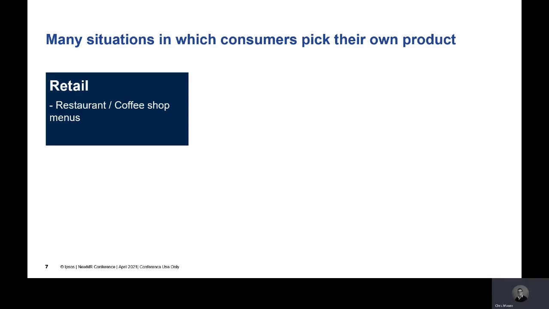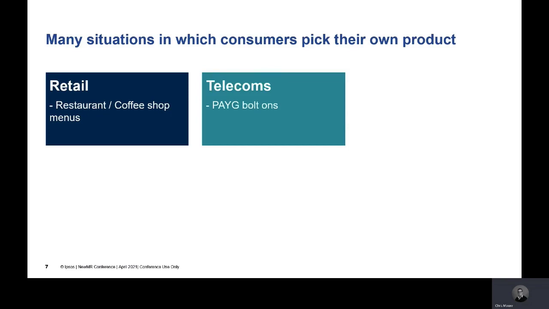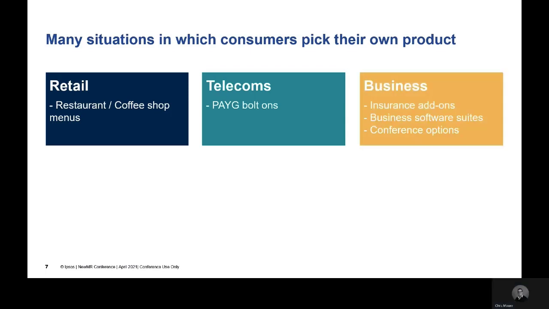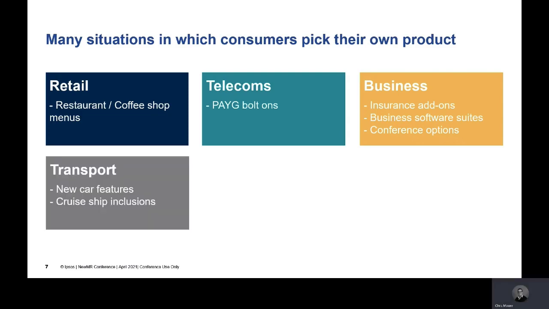Now, there's many situations where consumers can pick their own product, and it's certainly gathering pace in the last decade. We've given examples of retail, so coffee, restaurant shops, fast food shops. Telecoms is another big area where you might buy a SIM-only contract and then have data bundle add-ons. It's very prevalent in business. If you're buying insurance, you might buy bolt-ons for legal insurance. Large businesses are offering software suites, so you can buy the entire suite of packages, or you can buy individual a la carte options. And through to conferences and training courses that are being offered, you might only pay for day 1 rather than paying for day 2 and day 3.